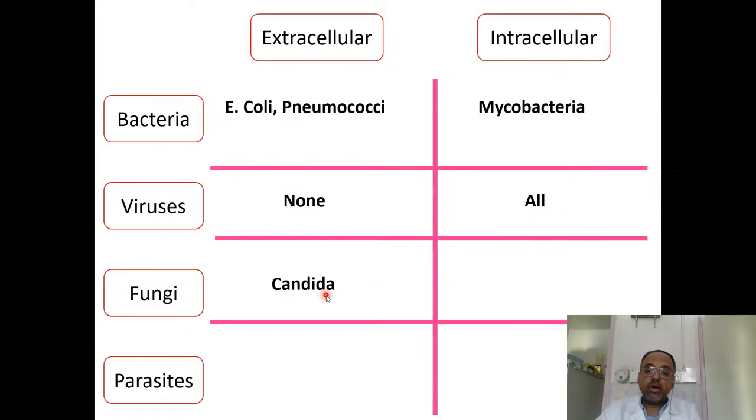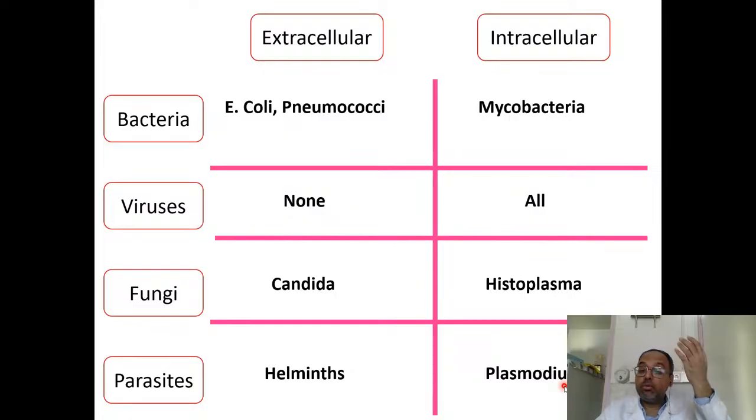For fungi, the majority of fungi are extracellular, but we do have some fungi like histoplasma which live inside cells. And so is the case for parasites. Helminths, they're worms, they're too big to fit inside the cell, but we have parasites like Plasmodium, which are intracellular. And basically, it's a causative agent for malaria, if you recall. So I want to use this table to categorize immune responses.